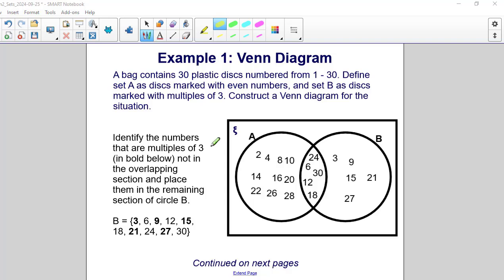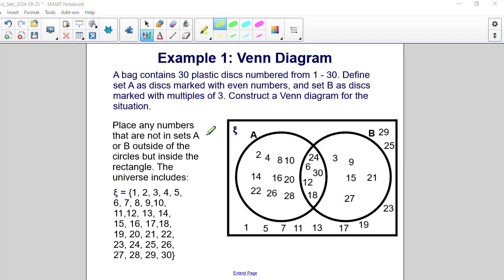Identify the numbers that are multiples of 3 in bold below, not in the overlapping section, and place them in the remaining section of circle B. So recall that set B are the discs that contain the multiples of 3. The ones that have already been included on the diagram, 6, 12, 18, and 24, are here. So we're looking at the numbers in bold that haven't been included so far, and they would be 3, 9, 15, 21, and 27, and you'll see that they have been placed in the remaining section of set B.